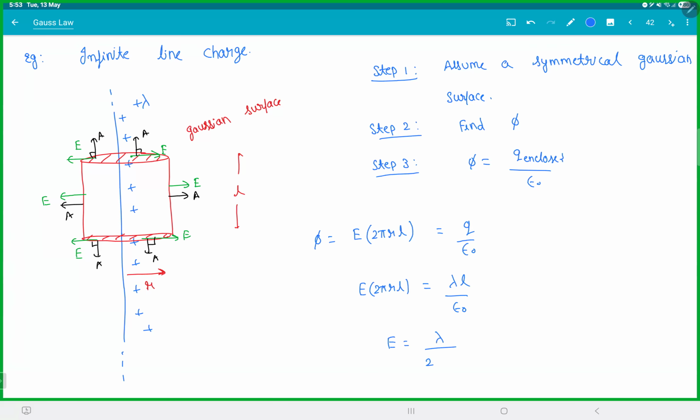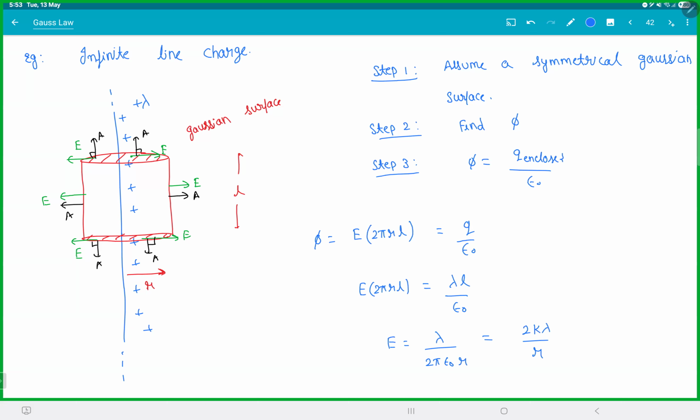So E will be lambda by 2 pi epsilon r. Multiply and divide by 2, it will become 2k lambda by r. This is how you find it; there should be a symmetry here. This is how you find the field due to a symmetrical charge distribution. So this is how you find it for an infinite line charge.